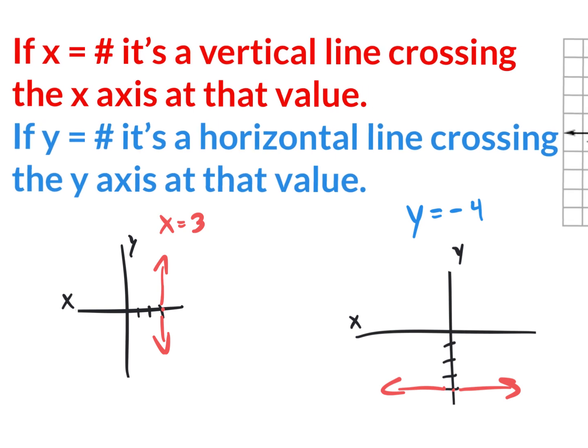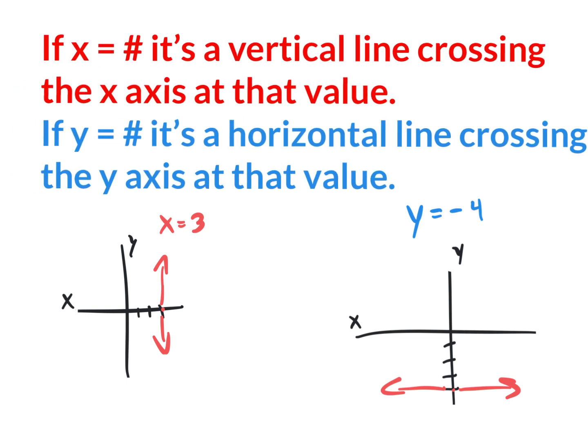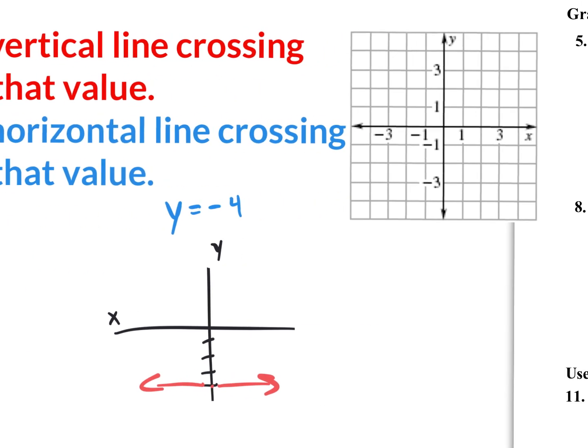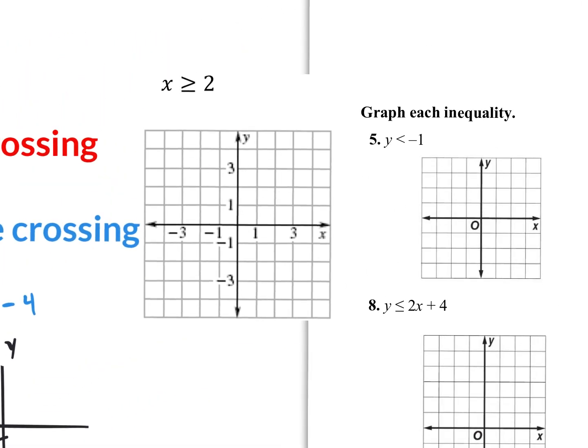So now that you understand or remember that stuff from before, let's take a look at an inequality that just involves one letter and one number. So right here we have x is greater than or equal to 2. So we know that x and 2, that's going to be a vertical line crossing the x-axis at that value of 2. So we go to the x-axis, we go to 2, put a dot there, and we're going to draw a vertical line right through it. But because it's an inequality, is this going to be a solid line or a dotted line? Solid line, because it does have a solid line underneath it. So I'm going to do a solid line.